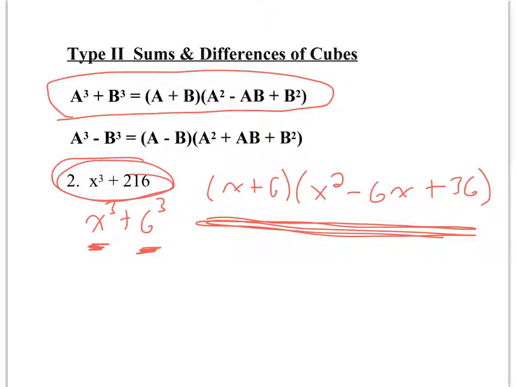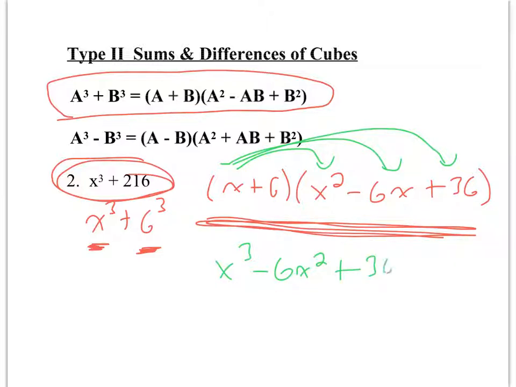Just for the fun of it, if I were to FOIL this out, you guys tell me right now what's going to happen to my middle terms. Very good, they cancel out. But x times x squared is x to the third. The second one, x times negative 6x is negative 6x squared. X times positive 36 is 36x.